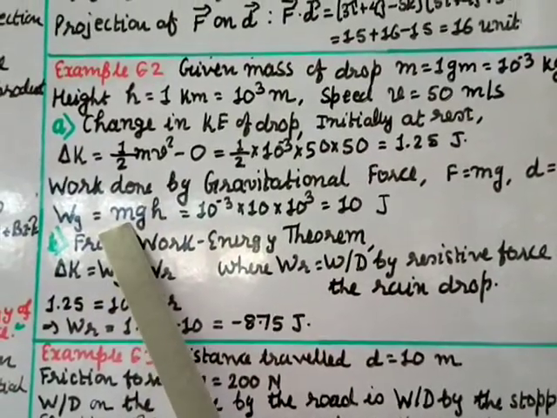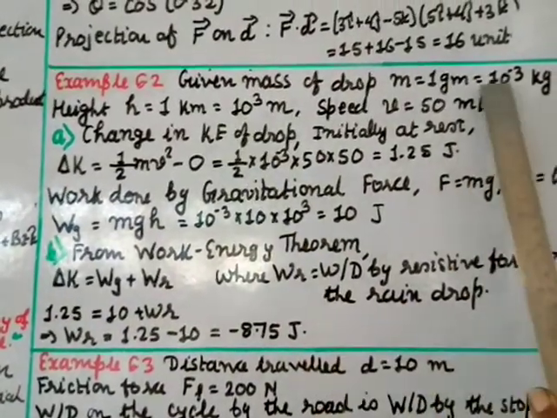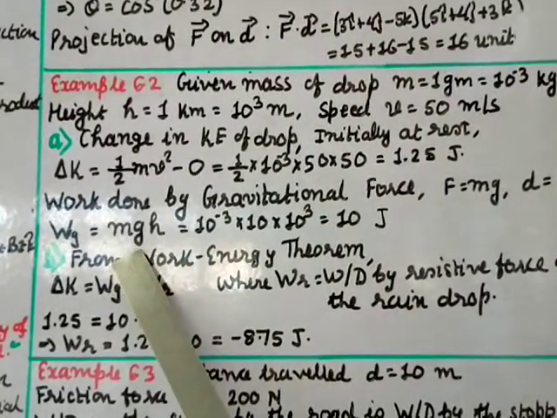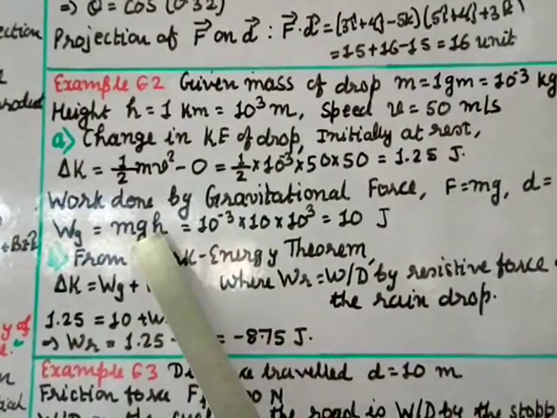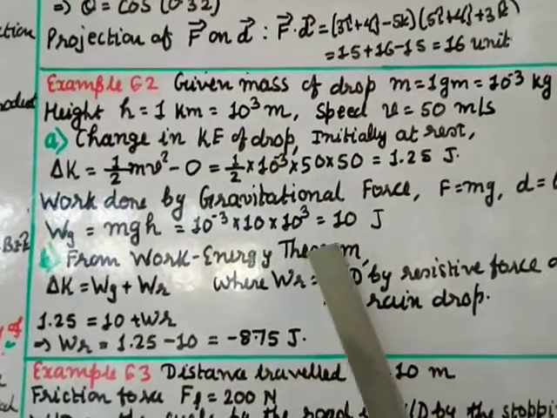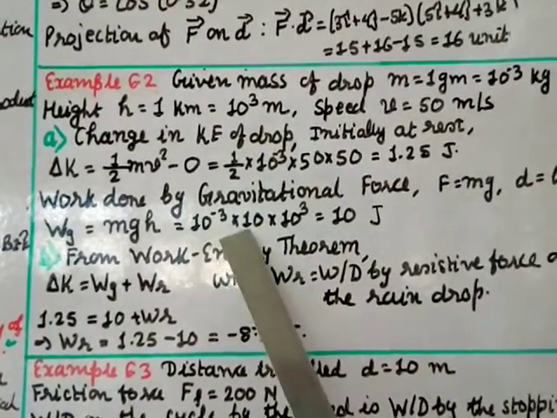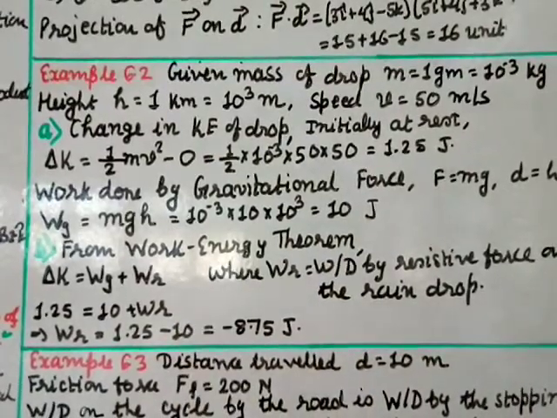Now m, the mass given to us, is 10 power minus 3, g is the acceleration due to gravity, which we consider as 10, and the height is given as 10 power 3. The 10 power minus 3 and 10 power 3 cancel, so you get 10 joule. So that is the answer for part 1.